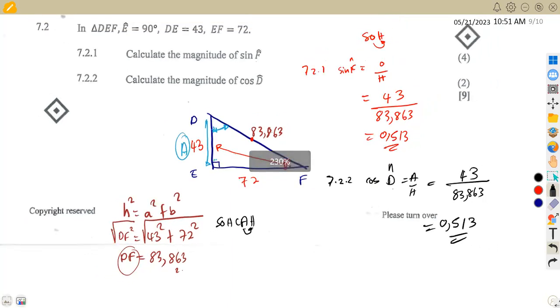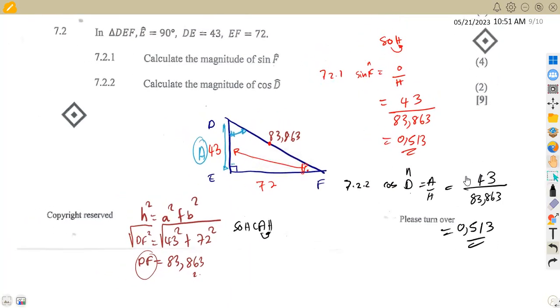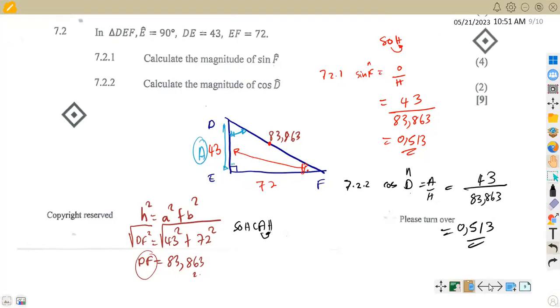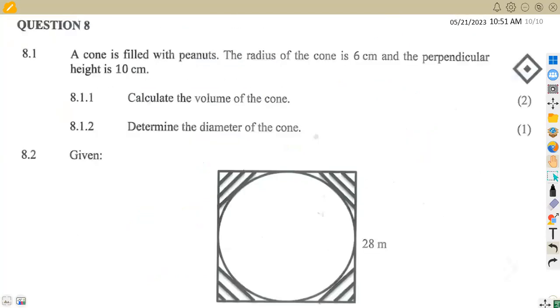Okay, so this is how we can attempt these typical questions. That was our question 7.2, working with triangles there in our trigonometry and so forth. Okay, so let's check the other part of the question that you're given and see here. All right, so let me try to push this aside.